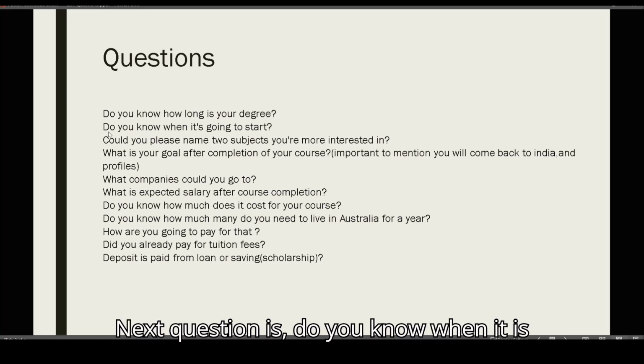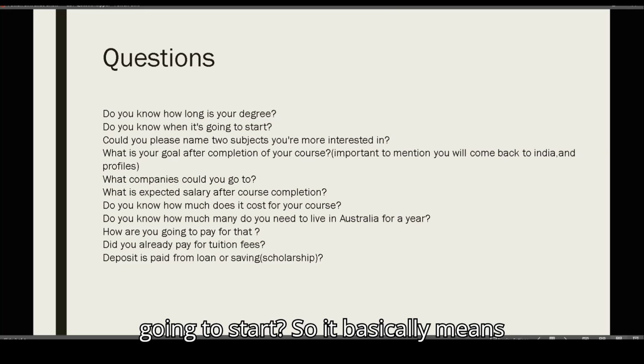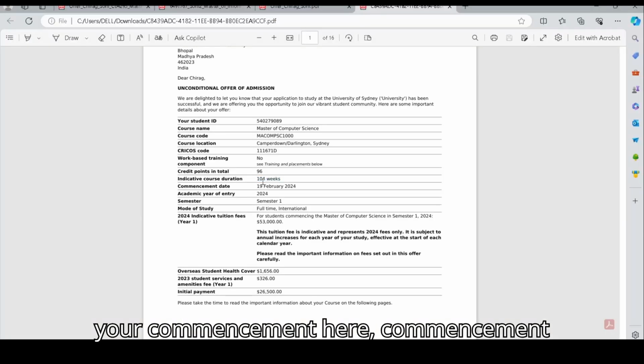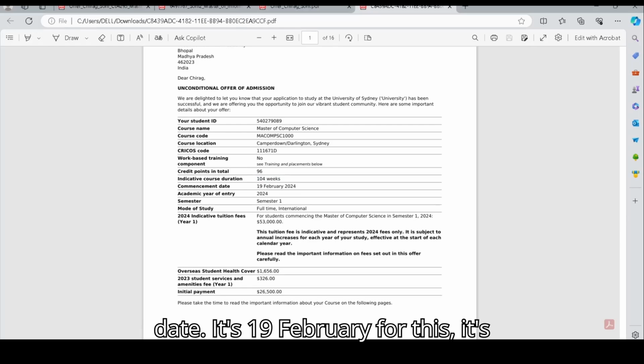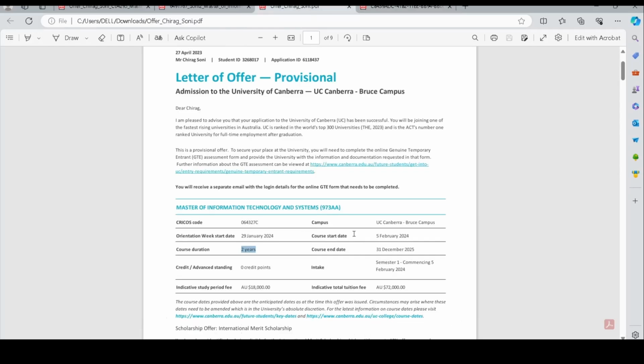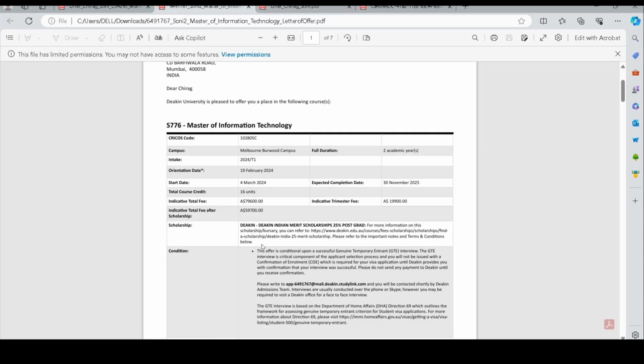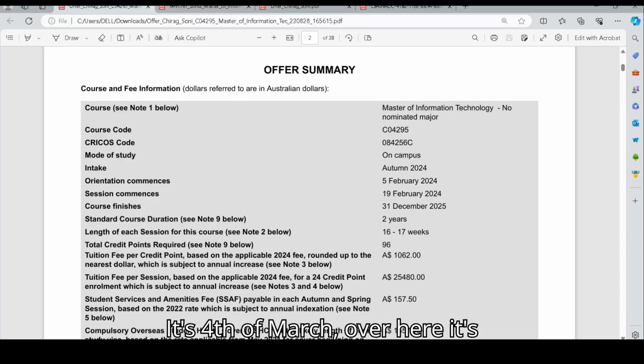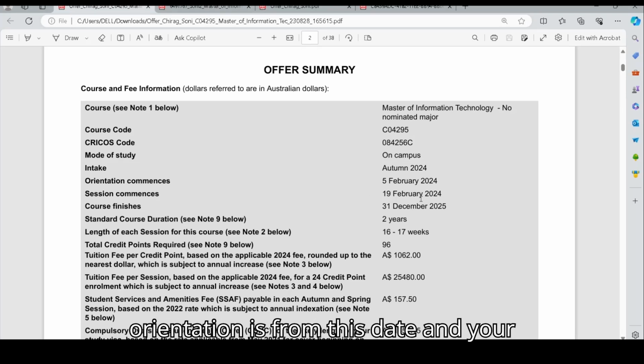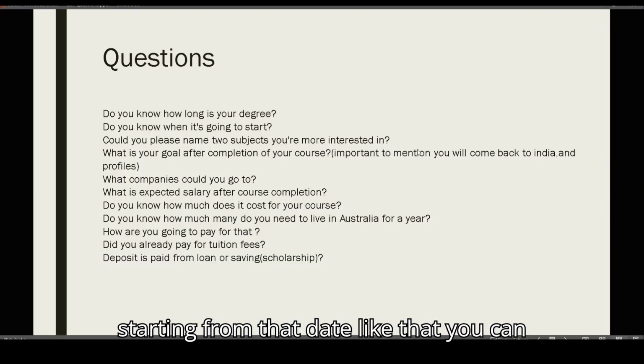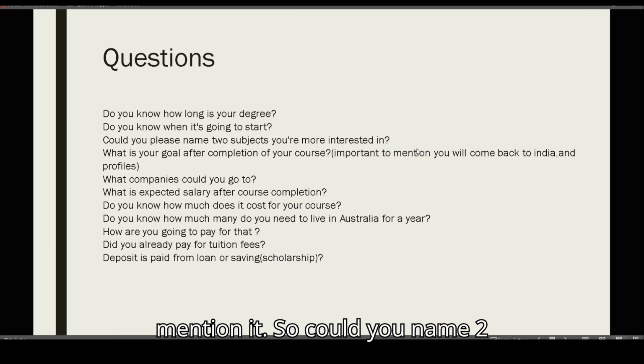Next question is, do you know when it is going to start? So it basically means your commencement year, commencement date. It's 19th February for this, 5th February for this, 4th of March, and over here it's 19th February. You can mention that orientation is from this date and your classes are starting from that date. Like that, you can mention it.